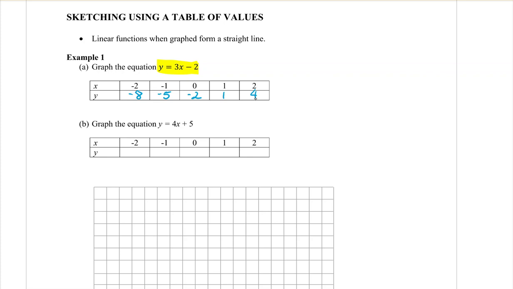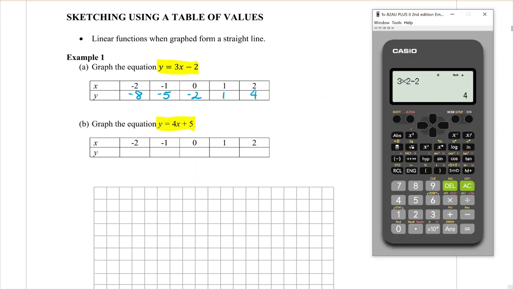So let's work it out. Let's fill in the second table. We'll plot both of the graphs together. The second table that we have here has a new rule. It's y equals 4x plus 5. So that means it's going to be 4 times the x value plus 5. In your calculator, 4 times the first x value, which is minus 2, plus 5 equals, what did you get? Negative 3.